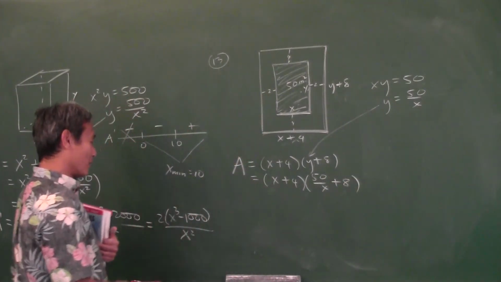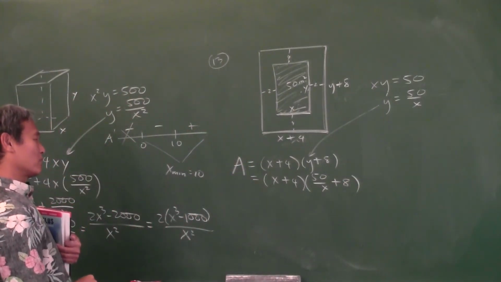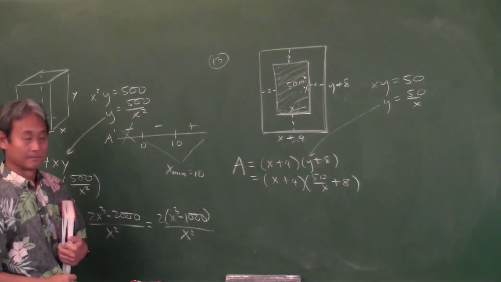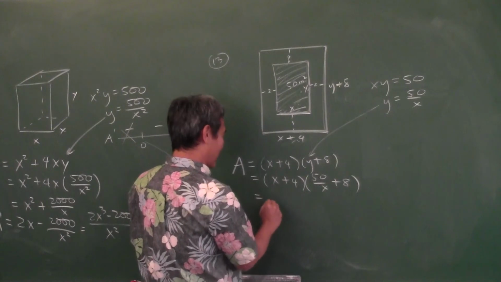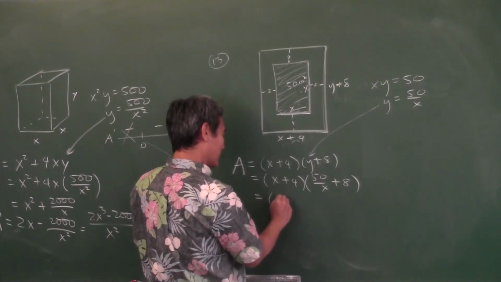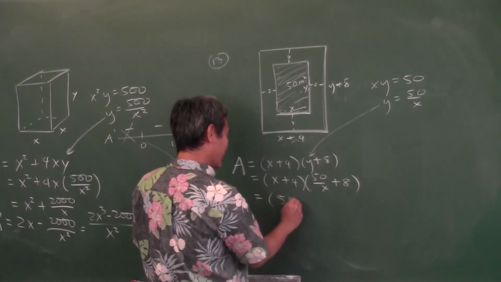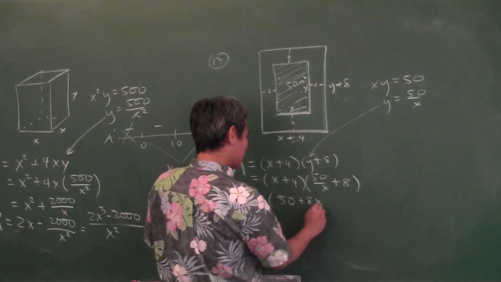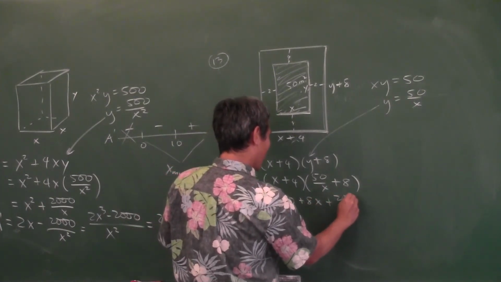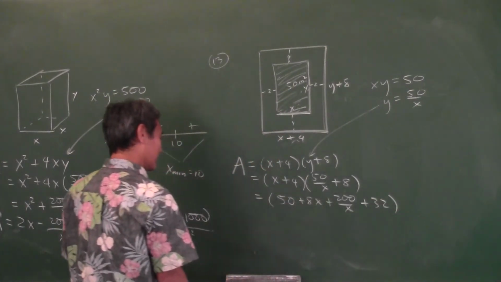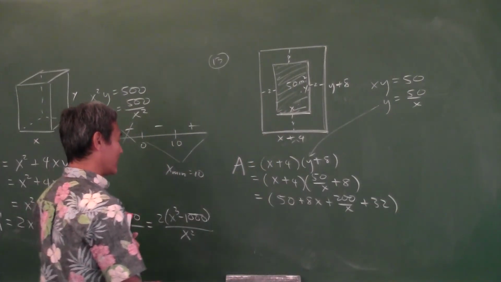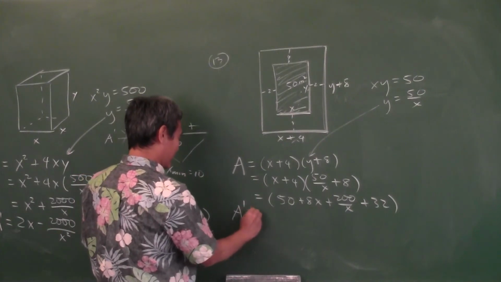Okay, now when you take the derivative of this, what do you want to do? Product rule or multiply it out? Multiply it out. Just pick one and go with it. So if you multiply it out, I guess we're using FOIL. 50 plus 8x plus 200 over x plus 32. Did I do that correctly? Yes. Now we can take the derivative.